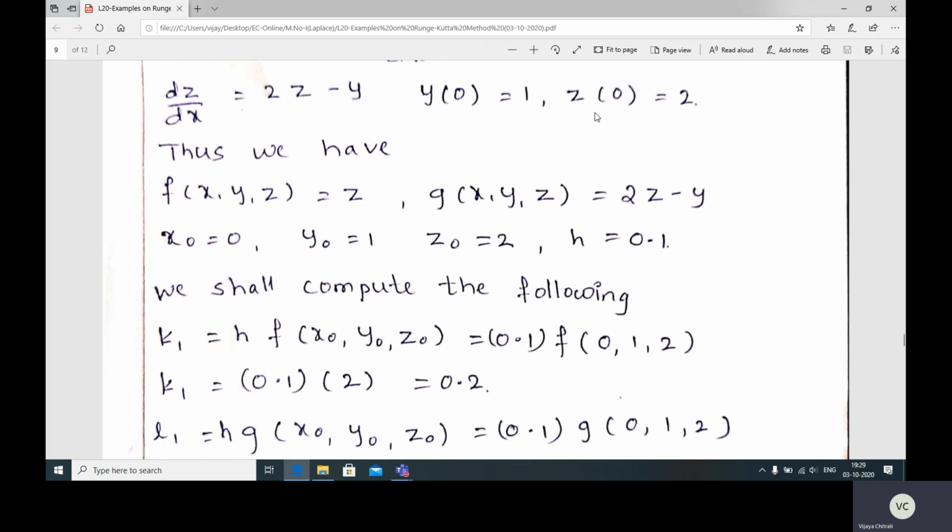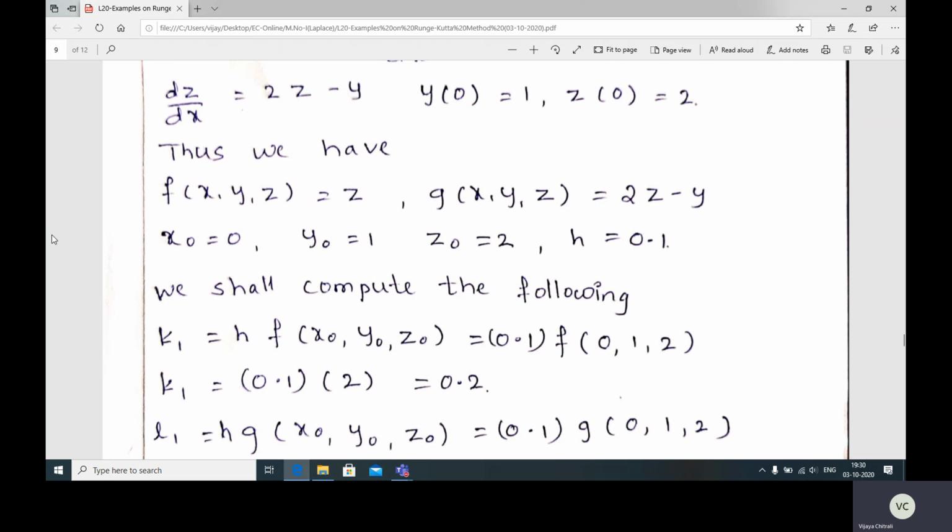And y of 0 is equal to 1 and z of 0 is equal to 2, because we have taken y dash as z. Thus, we have f of x, y, z is equal to z, g of x, y, z is equal to 2z minus y. x naught is 0, y naught is 1, z naught is 2, and h is x1 minus x naught, 0.1 minus 0, which is 0.1. Now we shall compute the following.